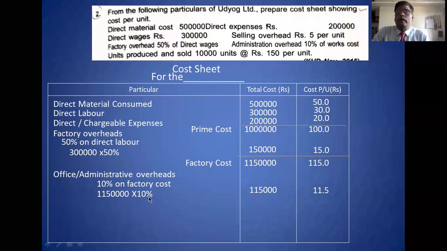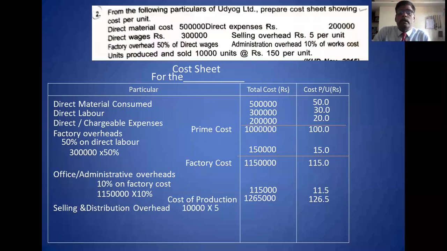1,15,000 is the factory cost overhead. On that 10% you calculate, you will get this answer. And take the total. This total is called as cost of production. Cost of production is 12,65,000 total, and per unit is 126.5. You can take the total, or you can ascertain by dividing.